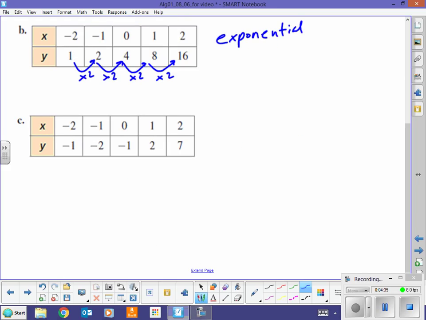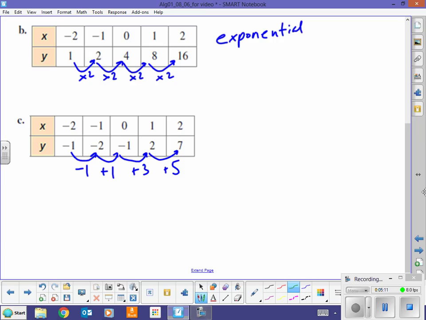Let's take a look at C. I'm going to extend the page so I can bring this up. Okay, again, our x values have a constant growth rate of 1. And so what's happening here is -1 to -2 is -1. And then -2 to -1 is +1. And then -1 to 2 is plus 3, and -2 to -7 is plus 5.